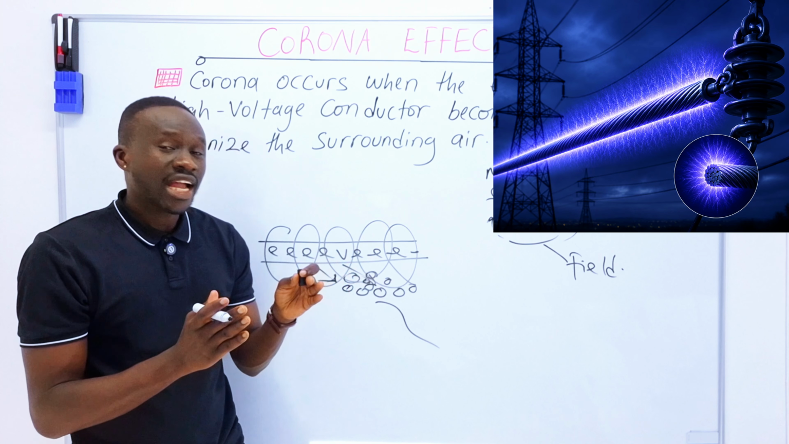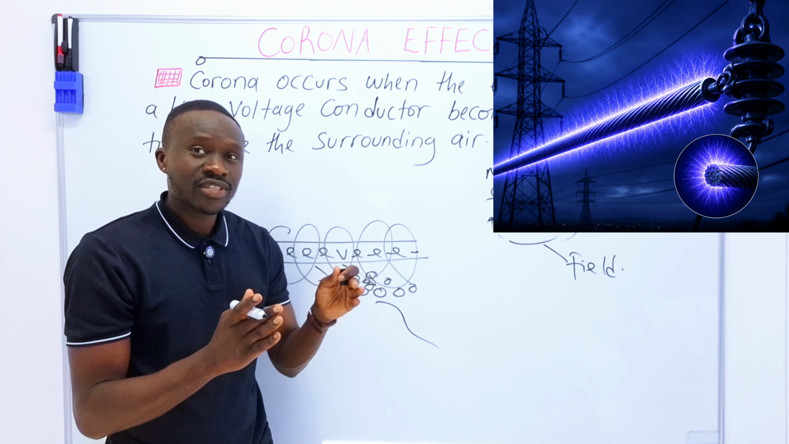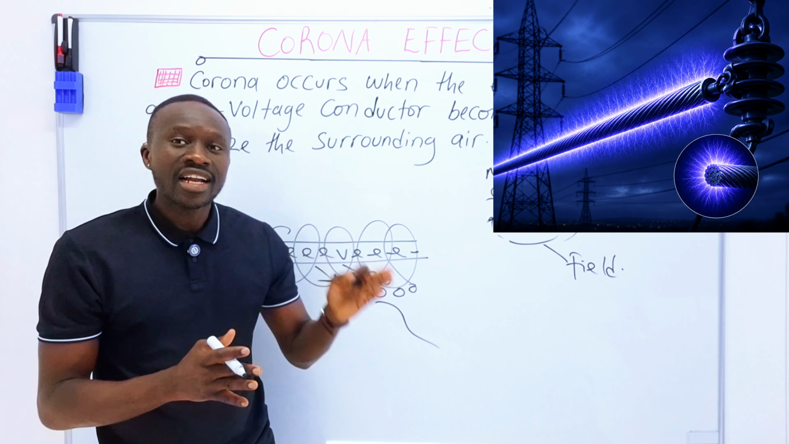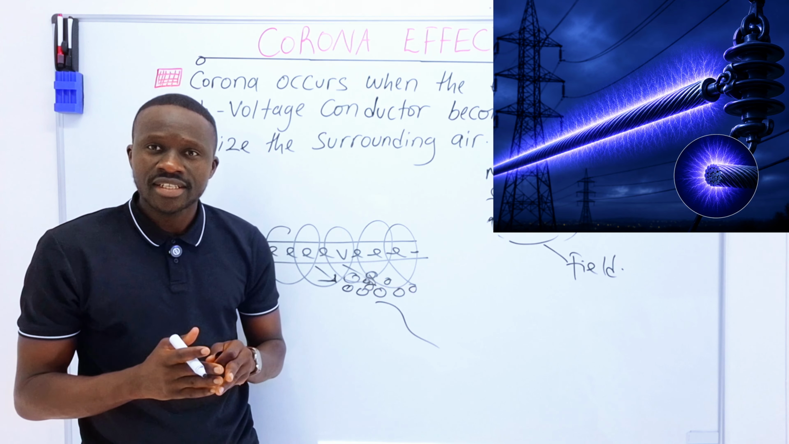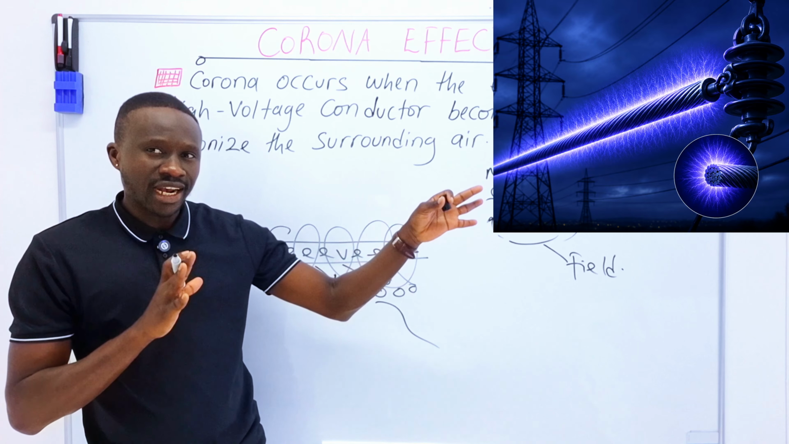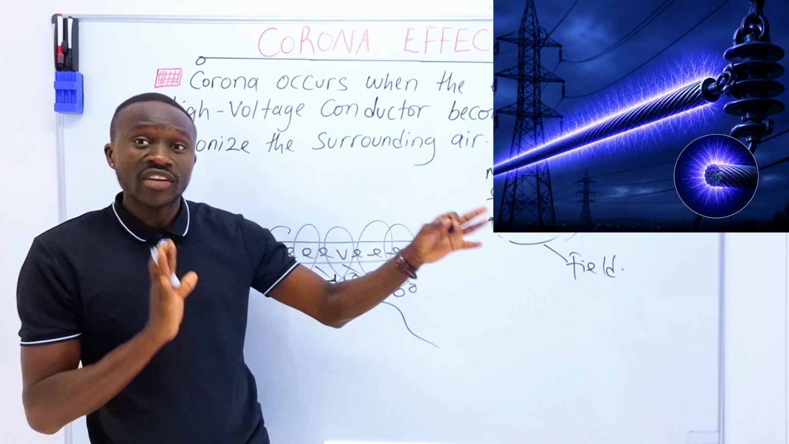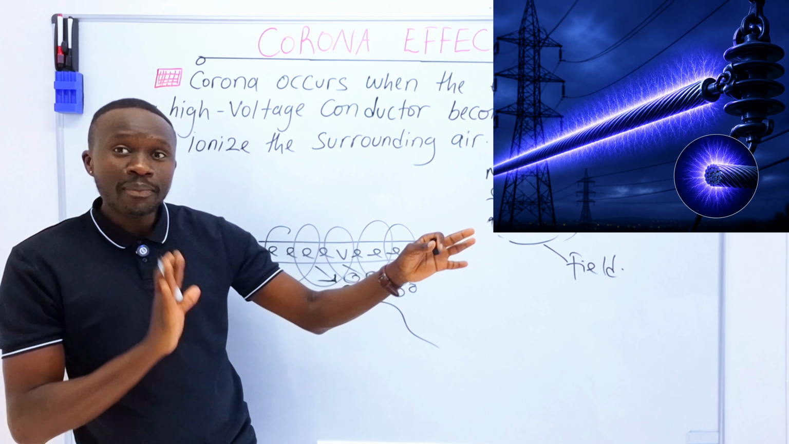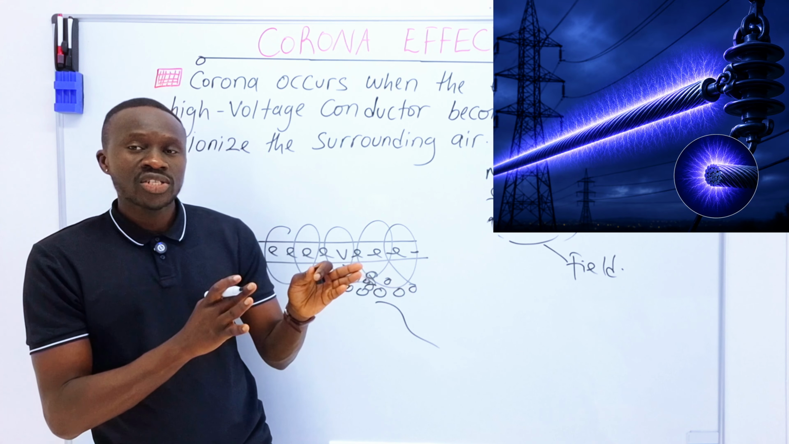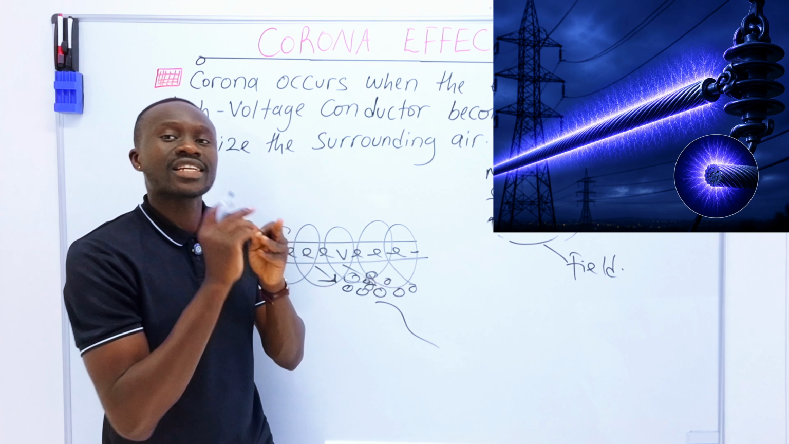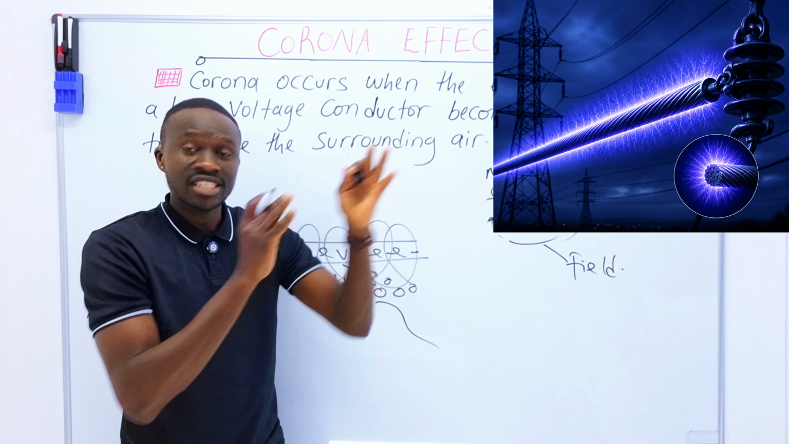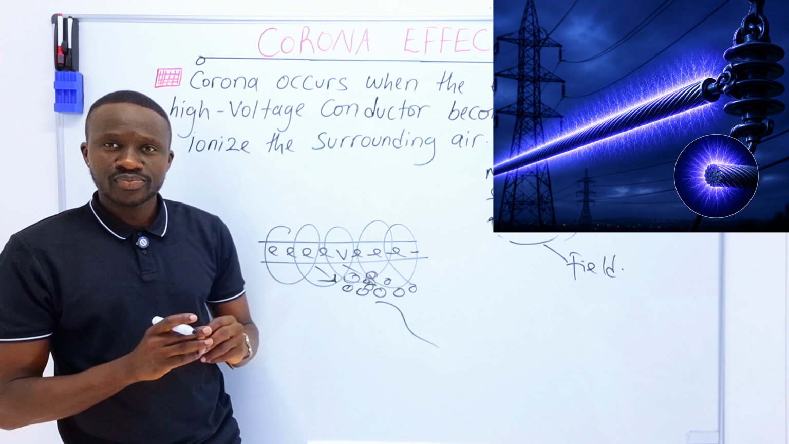Have you ever seen electricity? Electricity is something you can't see, but the moment you see it, just know it is a corona effect. It is more bluish or violet in color. That is when the corona effect has happened. It happens only when the strong electric fields have ionized the air molecules. That is when you see this corona effect.